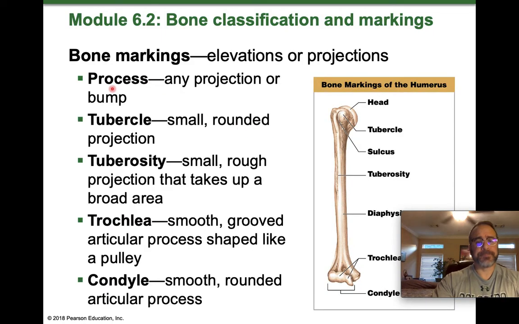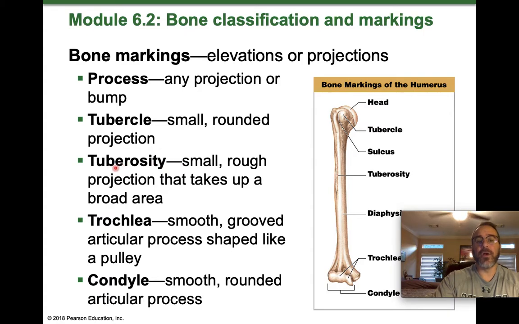All right. More bony markings. A process is any projection or bump that is on a bone, okay? It's a generic term. We say it has a bony process. We have another word that's called a tubercle, and a tubercle is what you see right here. This is some type of small and rounded projection.